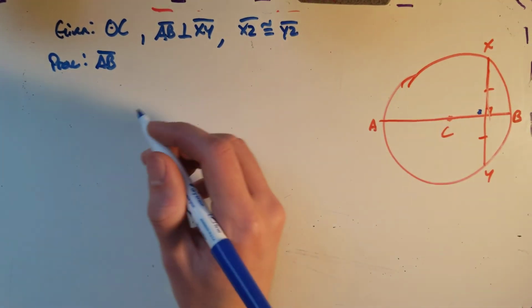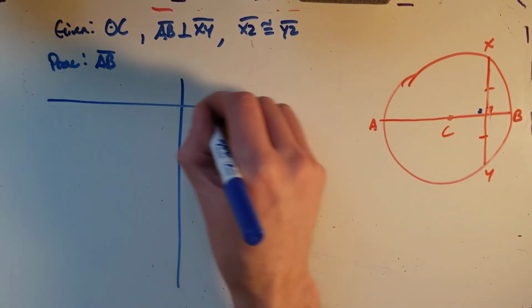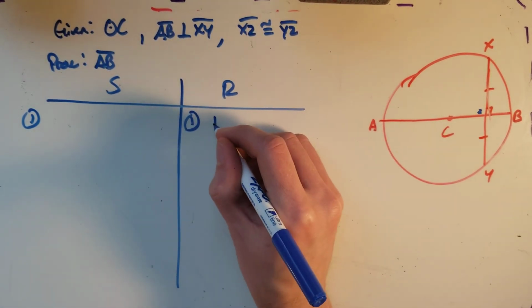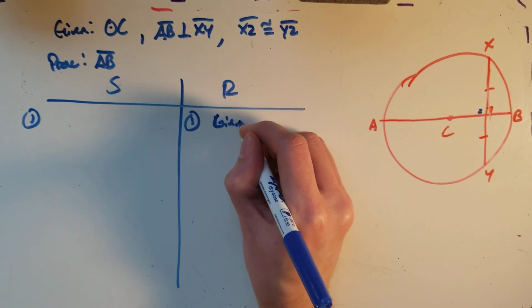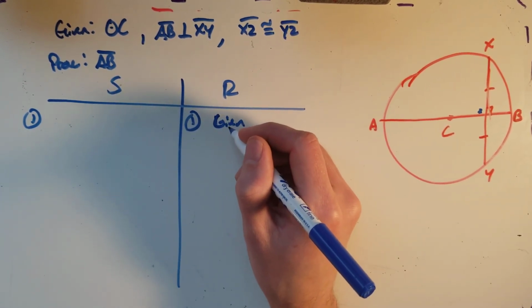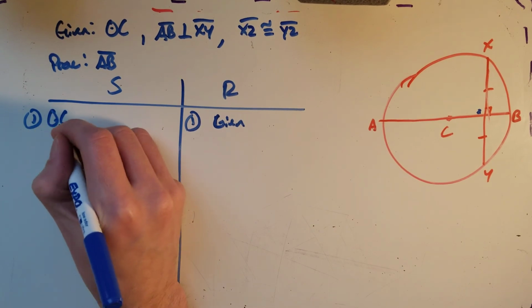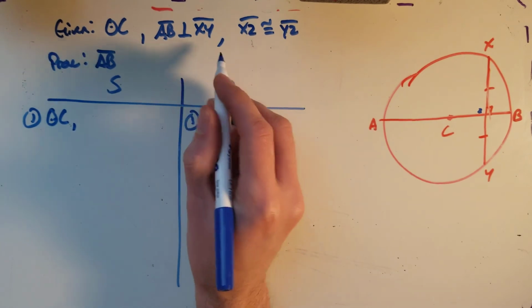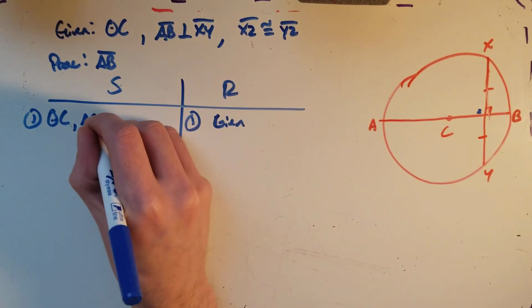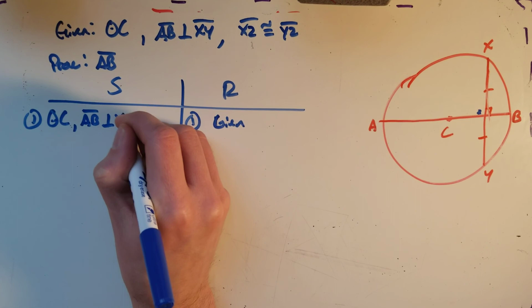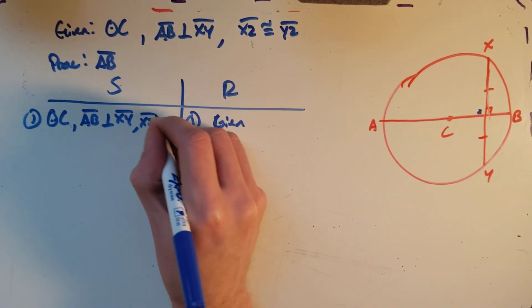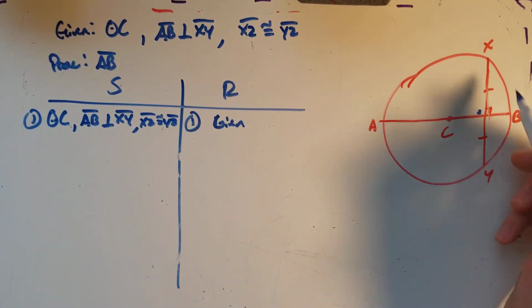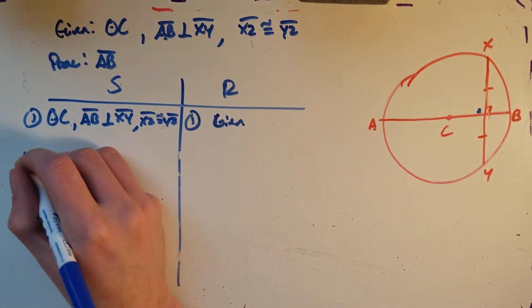And let's see, so we have circle C. Let's go ahead and make some statements and reasons. Well, we have our given information. We know we have circle C. We know AB is perpendicular to XY, and XZ is congruent to YZ. Really, AB is the perpendicular bisector of XY. That's what it means to be the perpendicular bisector.